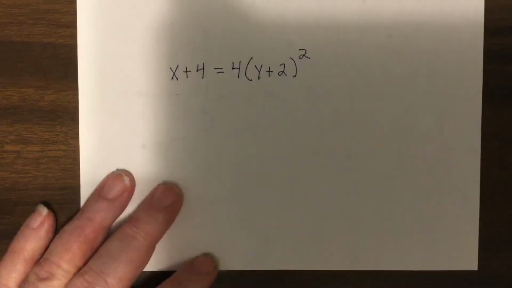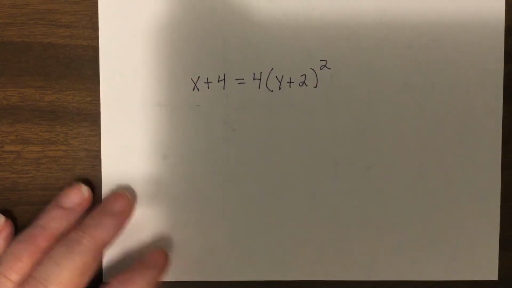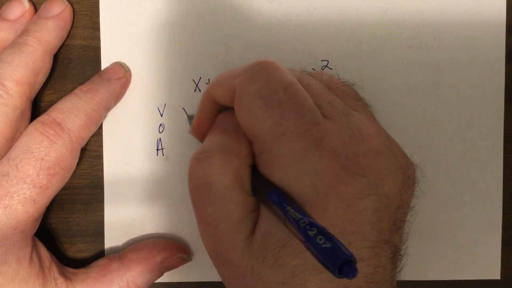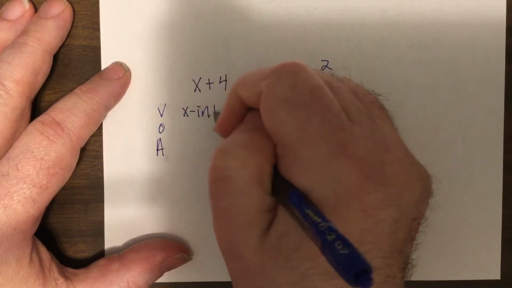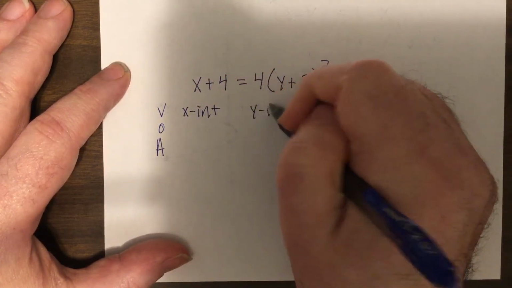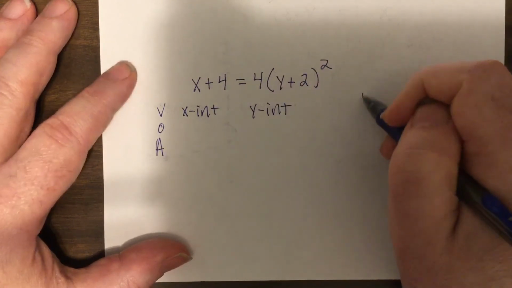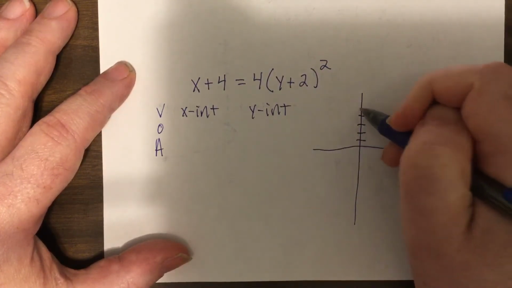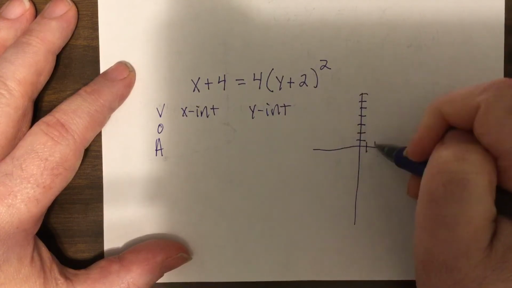Problem 2. Go ahead, find the vertex, axis, x-intercept, y-intercept, and graph it for me, please. So freeze the video, do it, and then turn me back on.